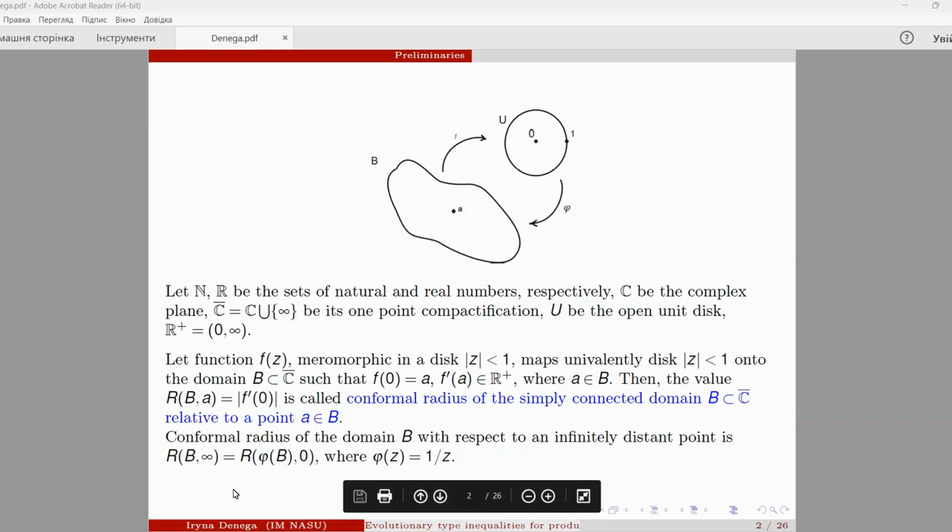The conformal radius of the domain B with respect to an infinitely distant point is R of B, infinity, equals R of phi of B, 0, where phi of z equals 1 over z.